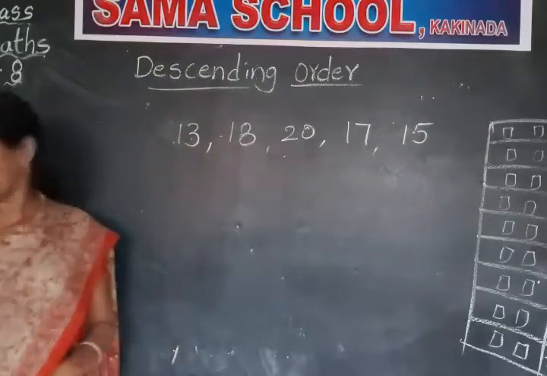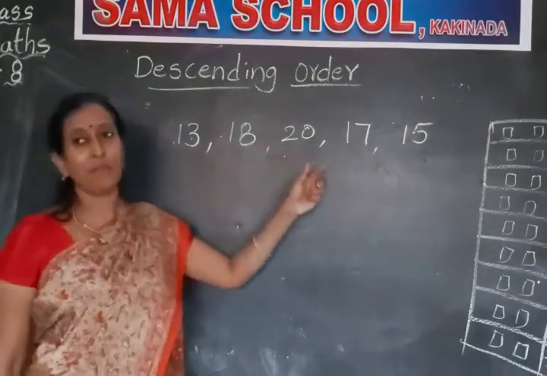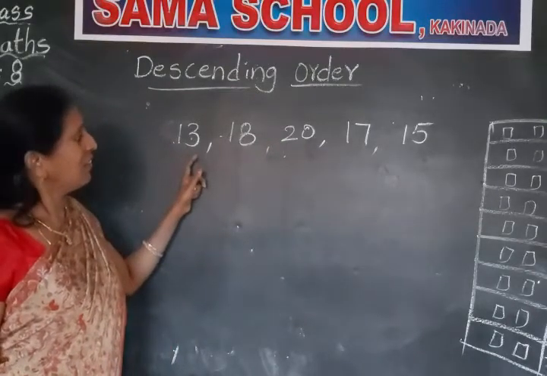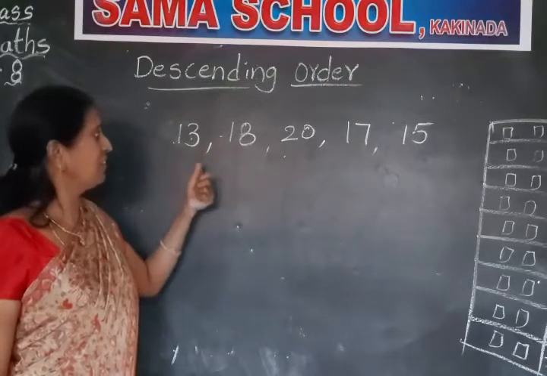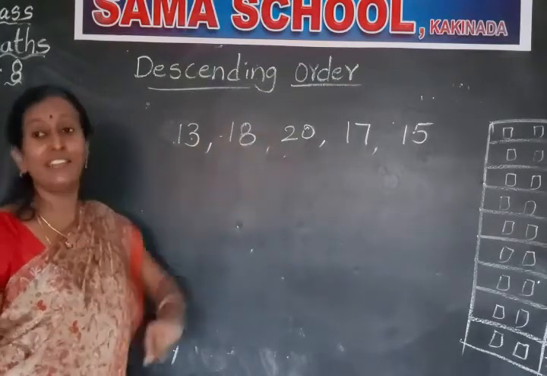Now in these numbers, which is the big number? Tell me, ma, which is the big number? Yeah, here 13 is very small. After 13 comes 15, 16, 17, 18, 19, yeah, 20.